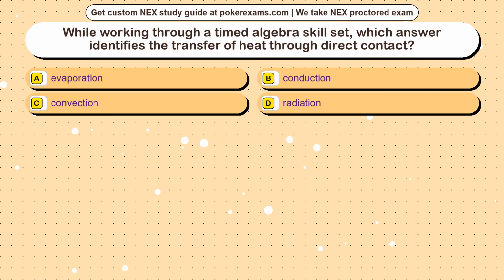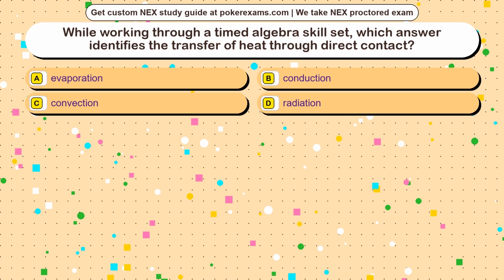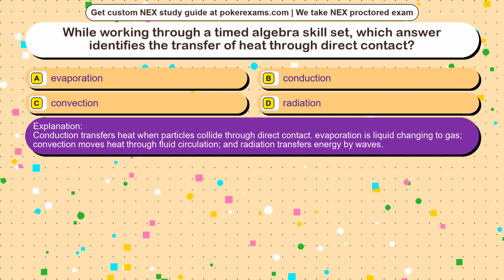Question 8. While working through a timed algebra skill set, which answer identifies the transfer of heat through direct contact? Option A, evaporation. Option B, conduction. Option C, convection. Option D, radiation. The correct answer is option. Conduction transfers heat when particles collide through direct contact. Evaporation is liquid changing to gas, convection moves heat through fluid circulation, and radiation transfers energy by waves.